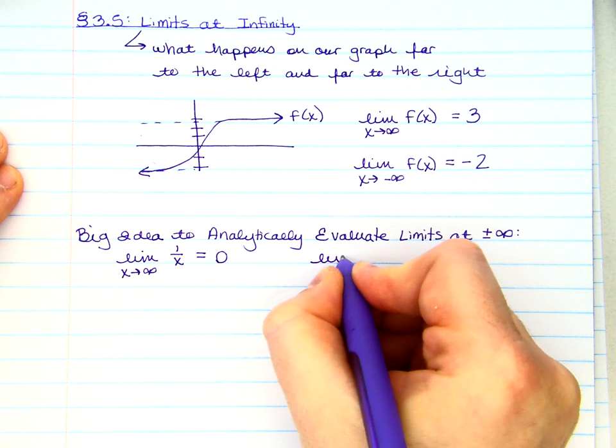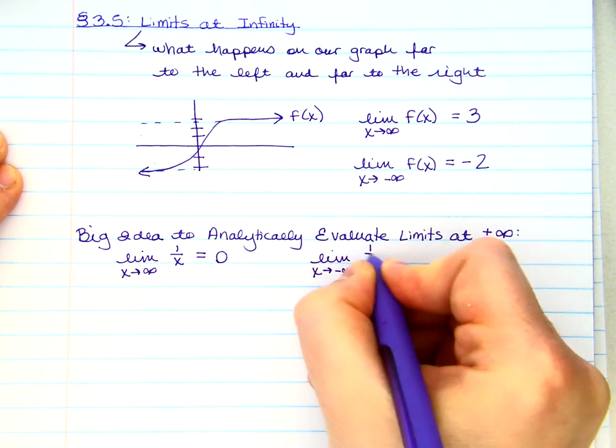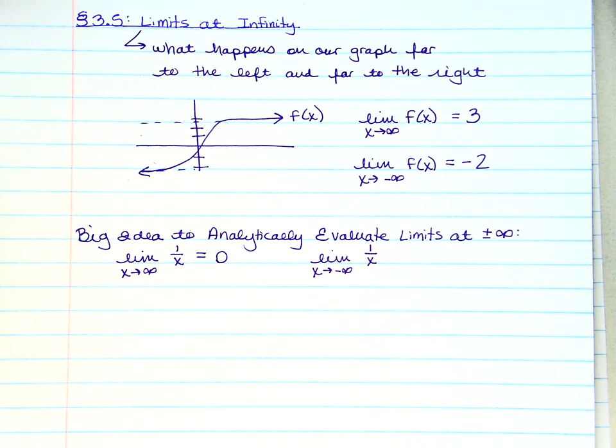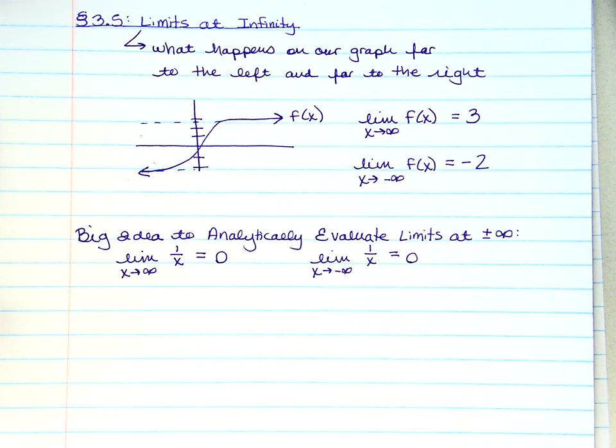Well, what about the limit as x approaches negative infinity of 1 over x? What's 1 over negative 1,000, negative 10,000, 1 over negative 100,000, 1 over negative 1,000,000? What's that getting closer and closer to? That one is also going to get close to 0. These are the two ideas we're going to need to take us through all of this stuff.